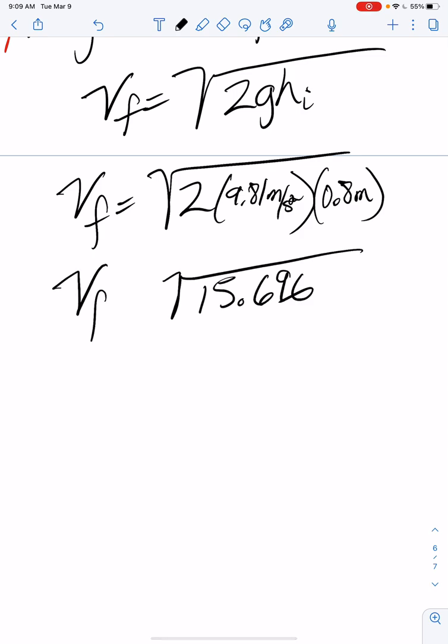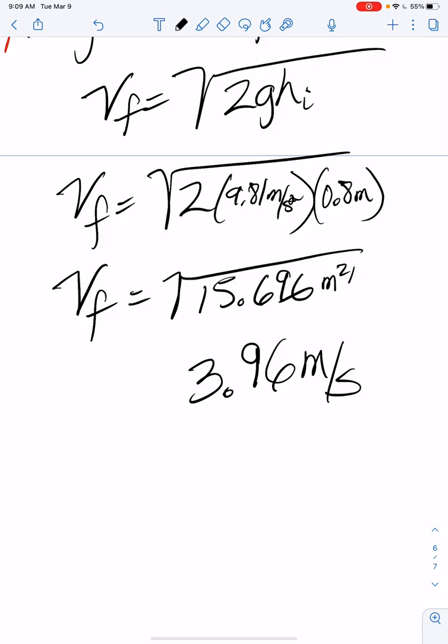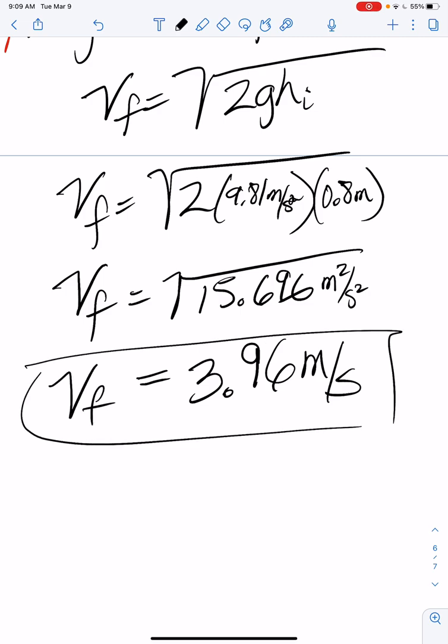15.696. Always try and round at the end, so I'm going to square root that. Square root, second answer, end parentheses equal to 3.961. So I'm just going to go 3.96 meters per second. The units here were meters squared per second squared under the root. All right. And velocity usually has a direction, so I'm going to go ahead and say right. But you could have drawn that problem the opposite and said it was moving back the other way.